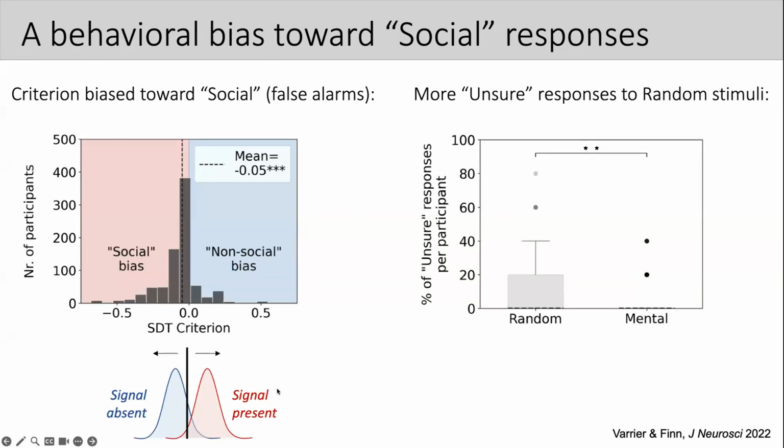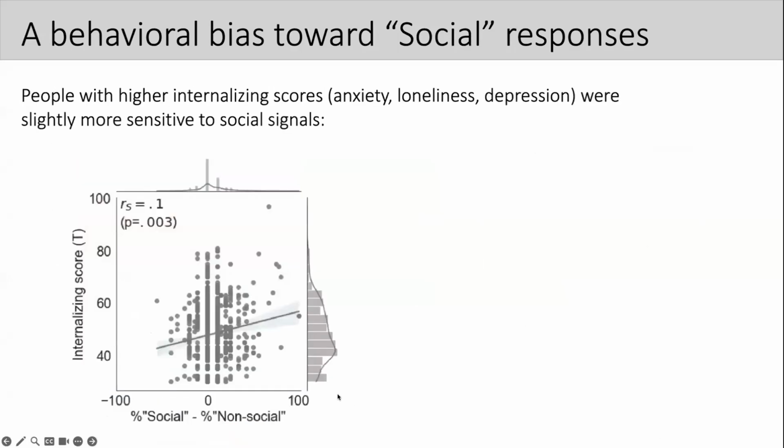We can also look at the percentage of unsure responses. We see that people are more likely to say that they're not sure when it's an animation intended to be random. And we think that's because of a reluctance to fully rule out the possibility of socialness, right? People are staying in that unsure zone because they don't want to say it's definitely not social. So these were just some interesting behavioral data.